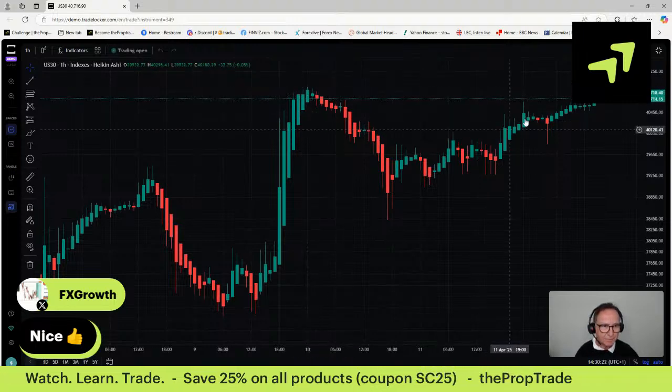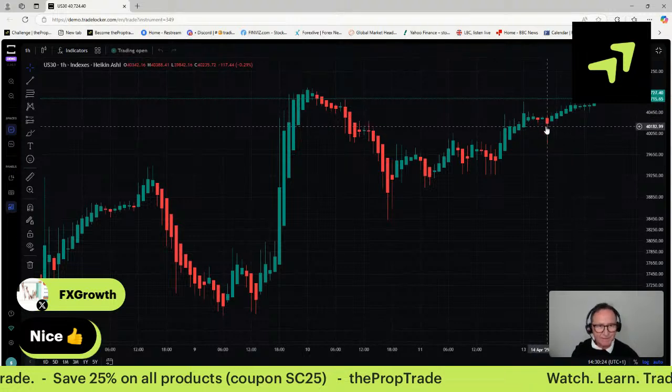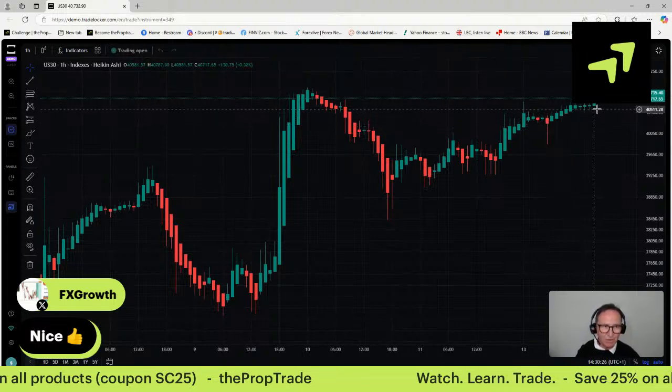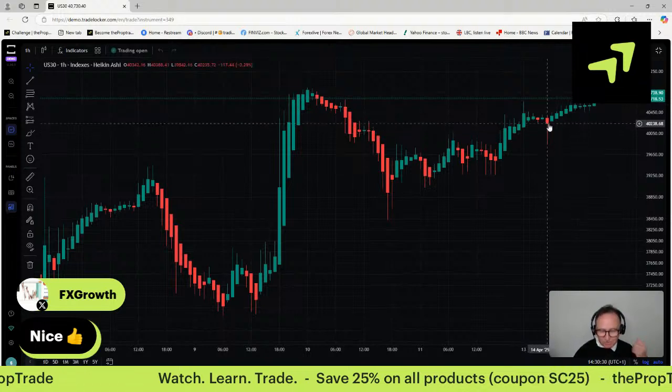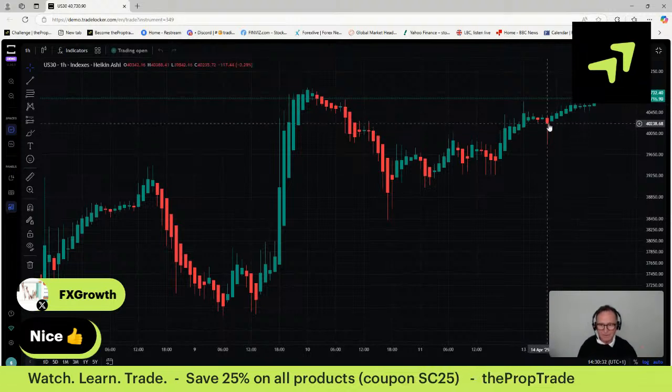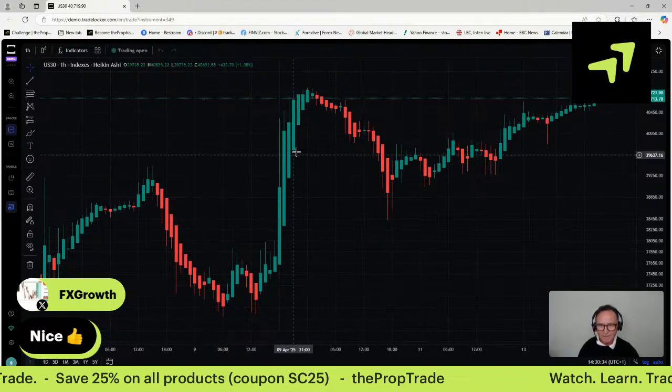But the suggestion here is that the size of the bodies of the candles are not looking particularly strong, are they? They're not big. There's no momentum compared to the move we had late last week.